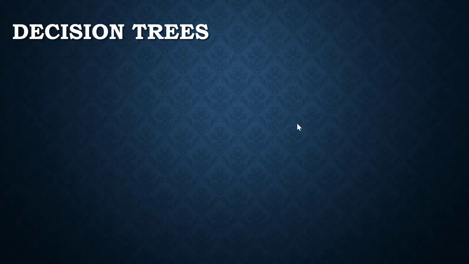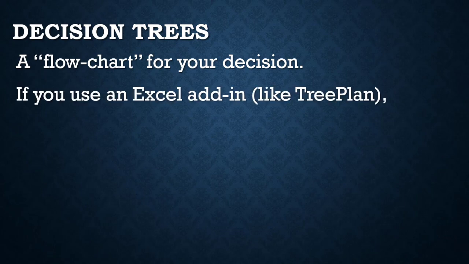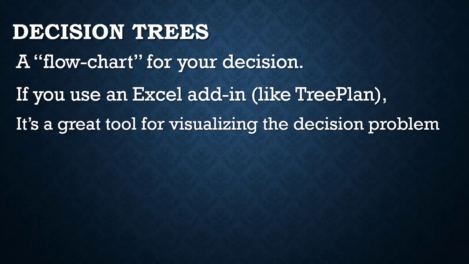Finish the decision analysis video series by talking about decision trees for our final video here. So a decision tree is like a flow chart where you can map out all your possible outcomes and decisions. You can use an Excel add-in. There are some that do decision trees quite beautifully. I'm going to show you Tree Plan.